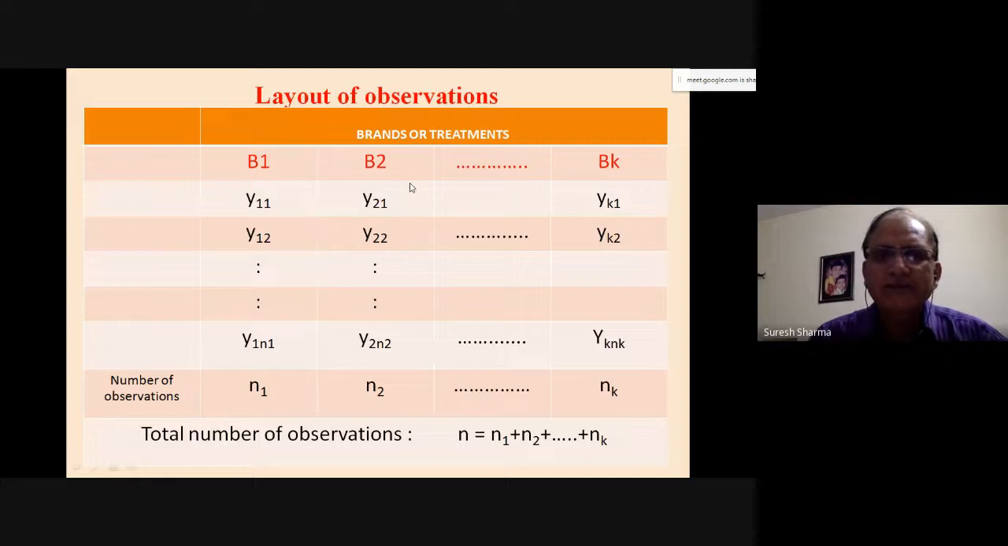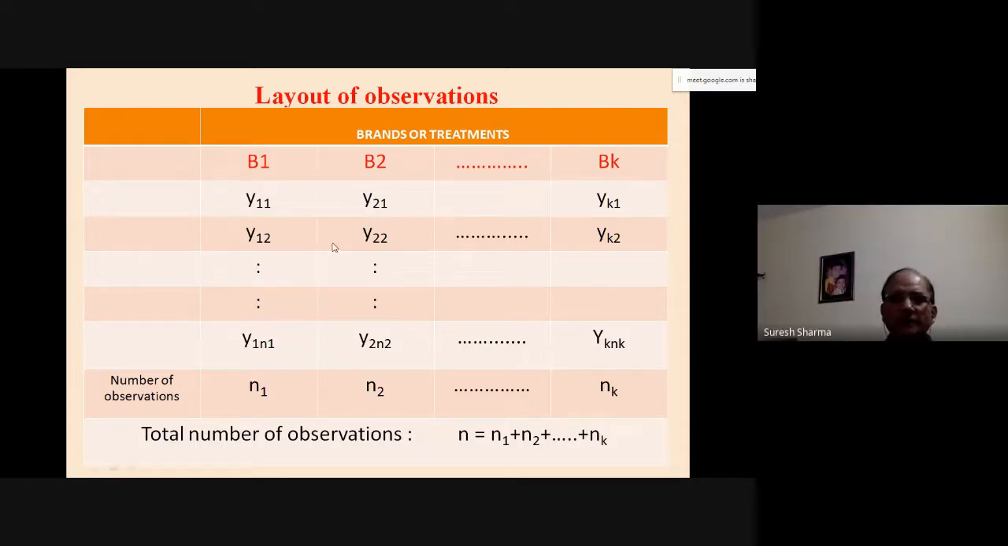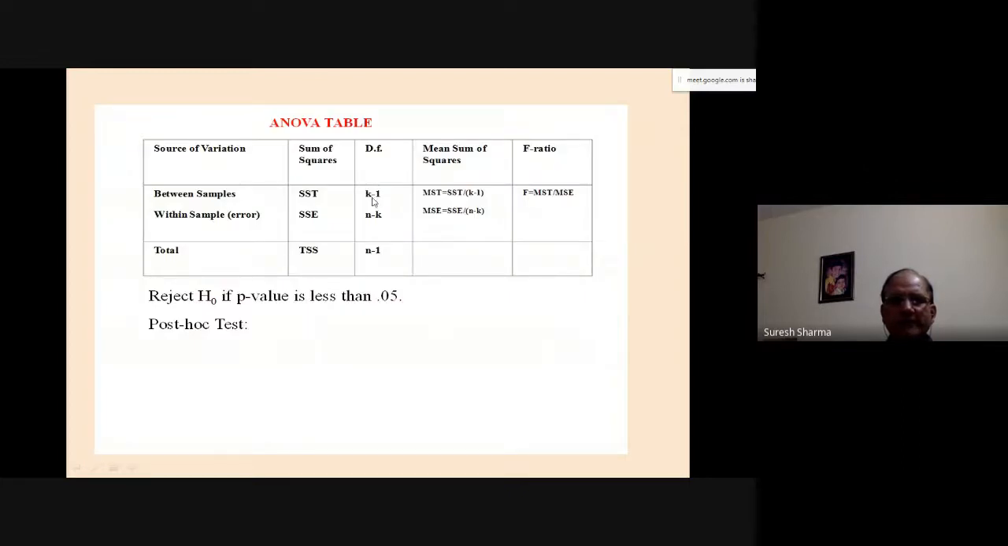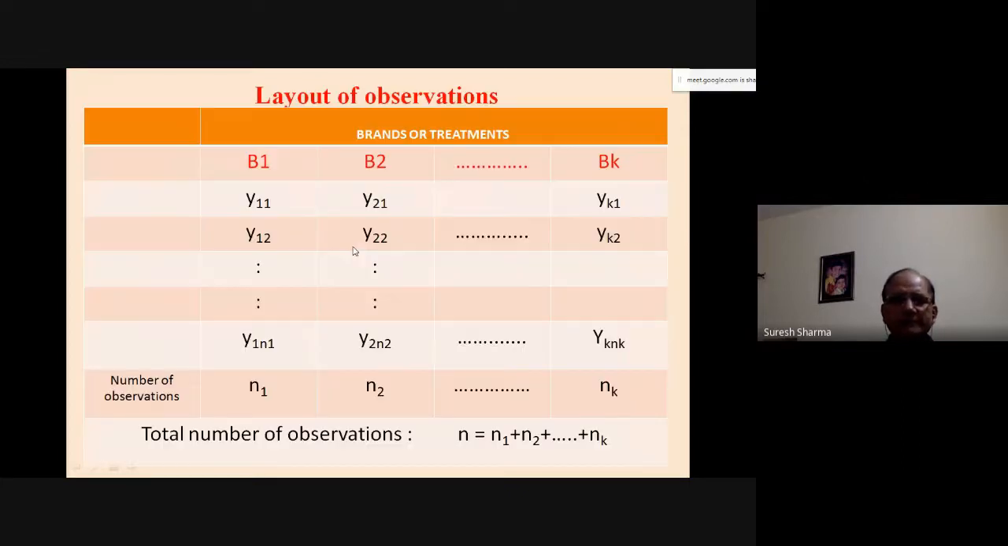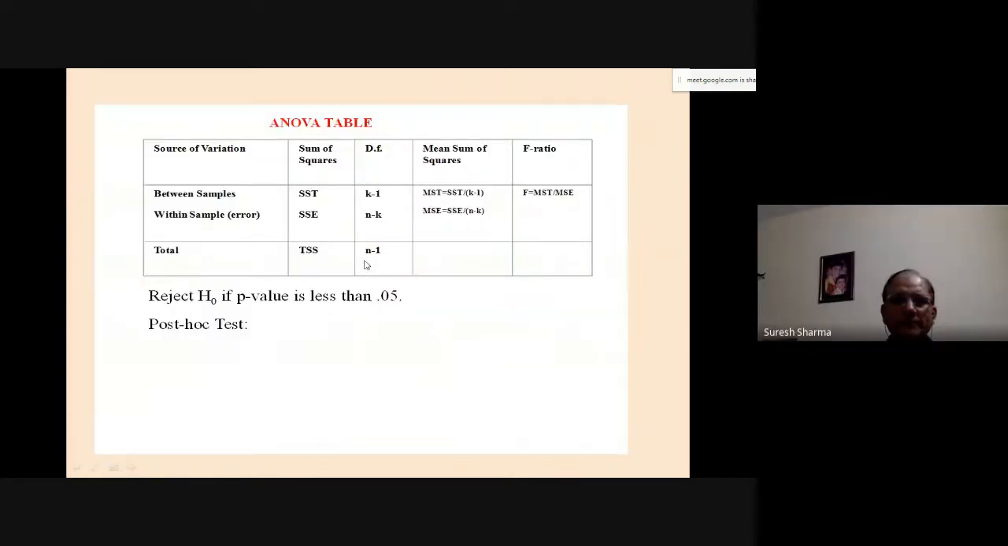Now, how many brands are there? Can you tell me how many brands are there? Yes, please. K number of brands. So degree of freedom for brands will be K minus 1. 1 less than the number of brands. You can see K minus 1. How many observations are there? Total number of observations. How many? And N. So you can see degree of freedom for this will be 1 less, N minus 1.